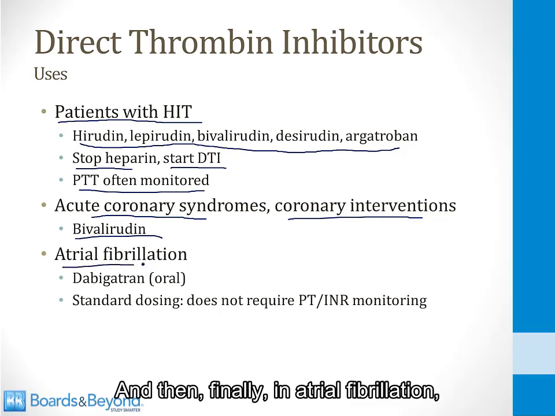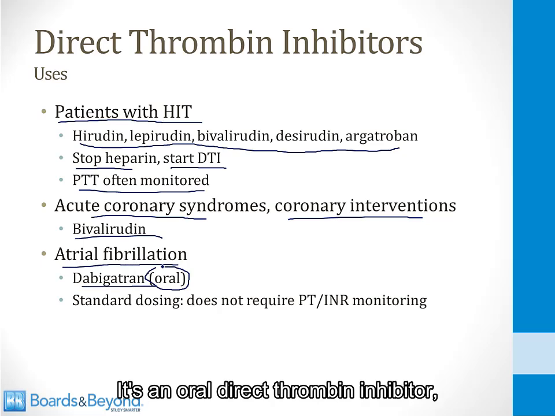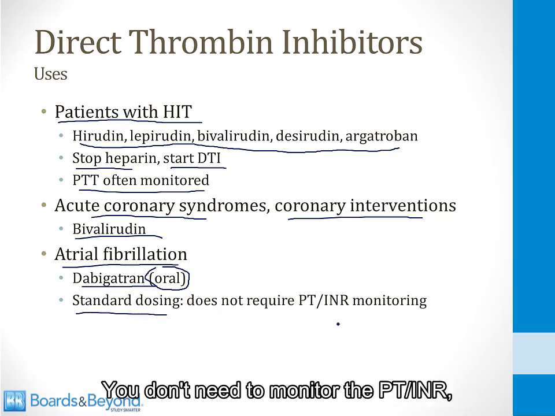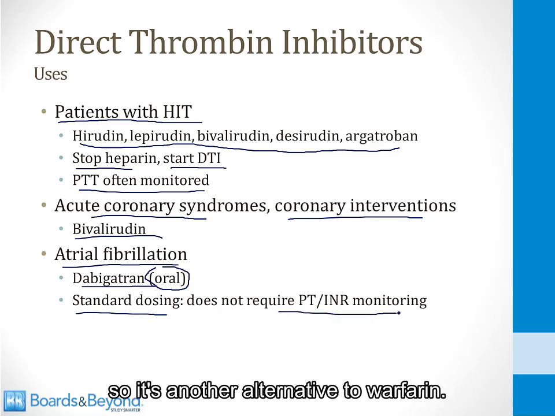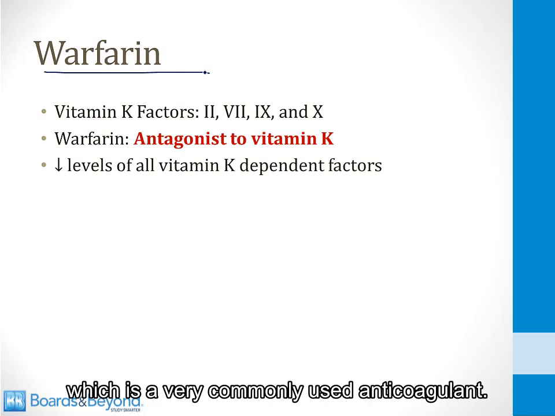And then finally, in atrial fibrillation, dabigatran is an alternative to warfarin. It's an oral direct thrombin inhibitor, and it requires standard dosing. You don't need to monitor the PT-INR, so it's another alternative to warfarin. So now let's talk about warfarin, which is a very commonly used anticoagulant.